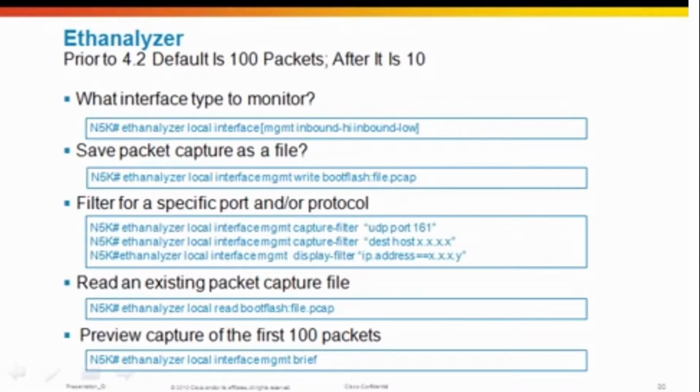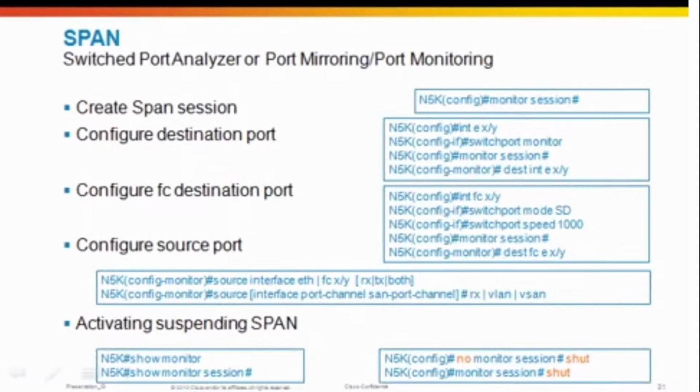However, if you want to change this back, you can. There's a command you can use to change it. And ETH analyzer does packet captures for all the traffic with destination to the 5K. Everything else is fabric switched and won't be captured by ETH analyzer. Which takes us to the next section: how to monitor traffic between hosts and switch traffic on the 5K.